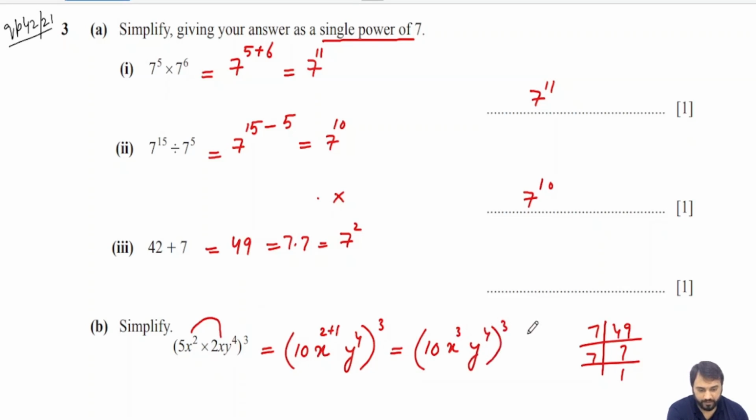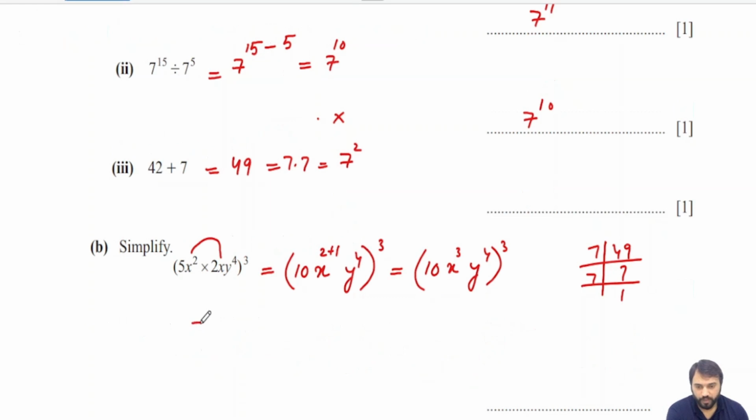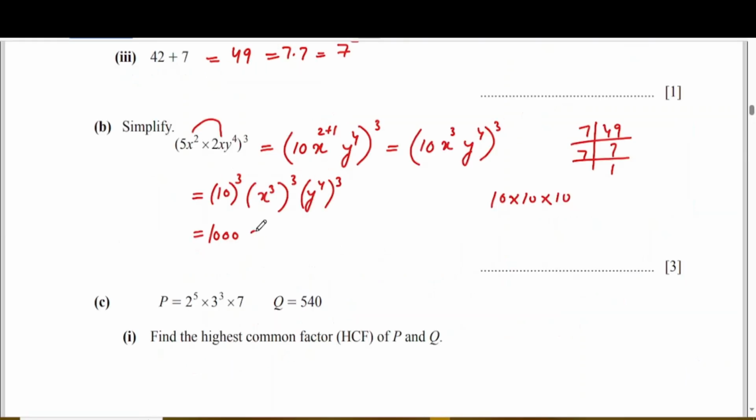whole power 3. And we know if we have the whole power, we take the power of every term inside the bracket. So 10 can be written as 10 raised to power 3. x cube can be written as x cube whole power 3. And y raised to power 4 whole power is 3. 10 raised to power 3 means 10 into 10 into 10, so just write 1 and 3 zeros: 1, 2, 3. Here x raised to power 9 and y raised to power 12.